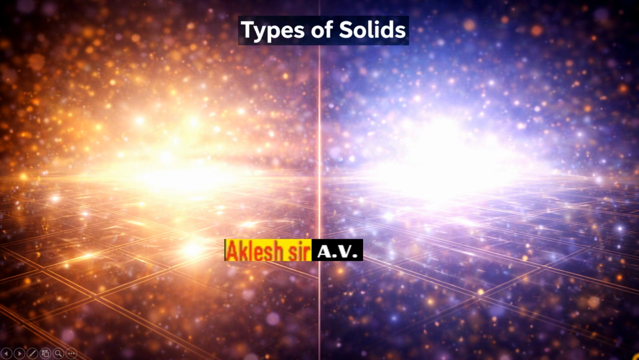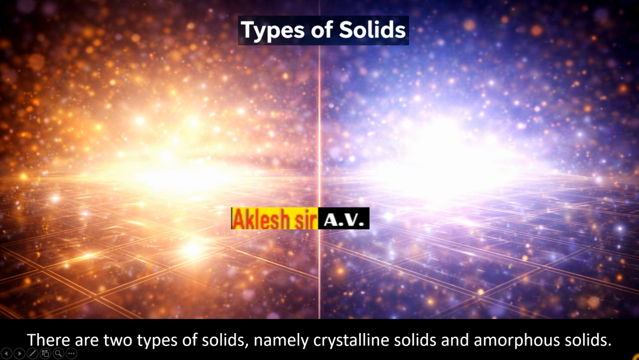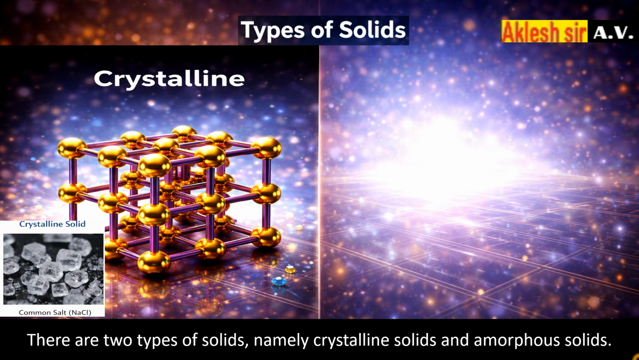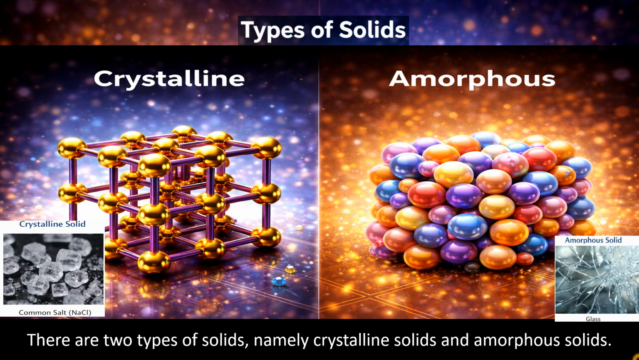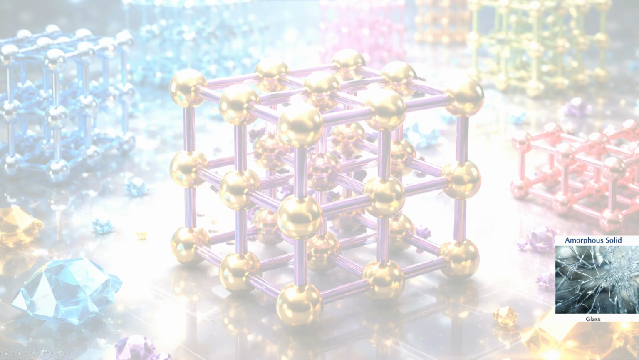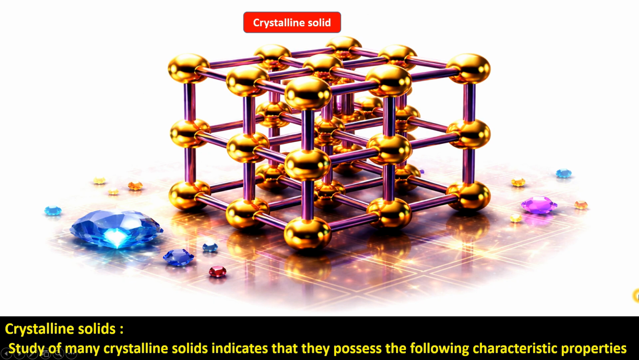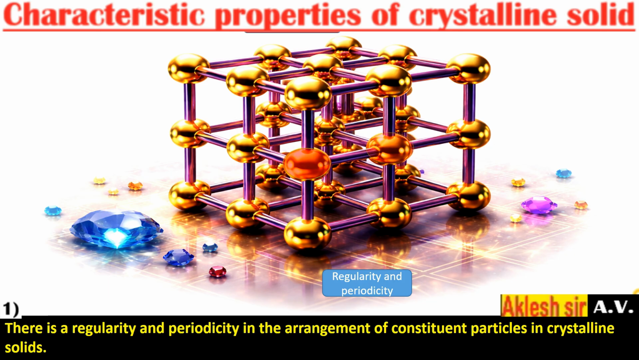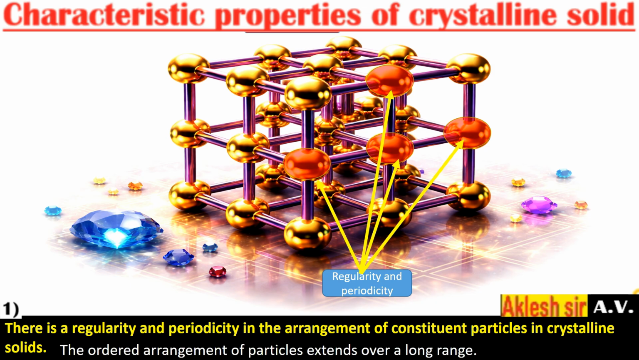Types of solids. There are two types of solids, namely crystalline solids and amorphous solids. Crystalline solids: study of many crystalline solids indicates that they possess the following characteristic properties. 1. There is a regularity and periodicity in the arrangement of constituent particles in crystalline solids. The ordered arrangement of particles extends over a long range.